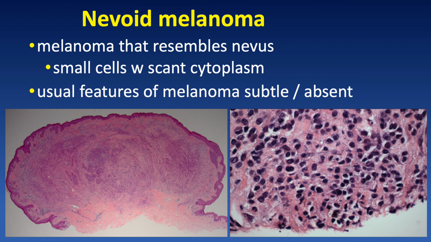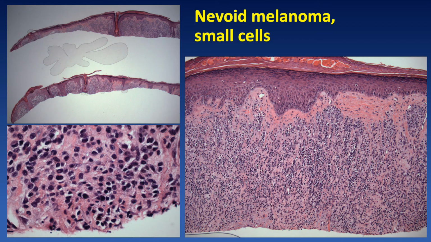And at higher magnification, in most cases, one will get evidence of atypia in terms of mitoses, cytologic atypia, or perhaps this small cell cytology with scant cytoplasm. Note also in this case, one can perhaps slightly hallucinate a limited amount of maturation with descent of the invasive component. In the context of nevoid melanoma, this has been referred to as pseudo-maturation or paradoxical maturation.